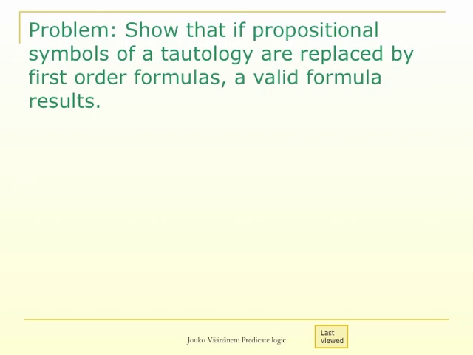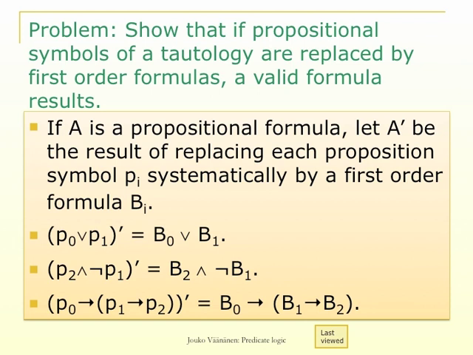Next problem. Show that if propositional symbols of a tautology are replaced by first-order formulas, a valid formula results. Solution. This is a somewhat long proof by induction on the structure of the propositional formulas. We start by formulating the problem properly.